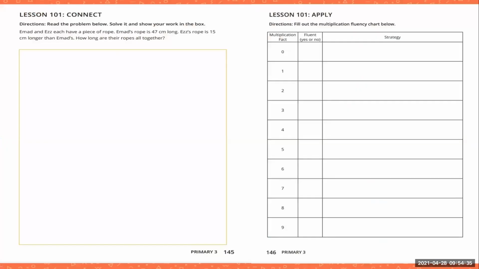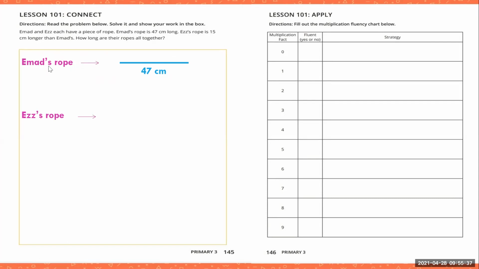Here in lesson 101, Imad and Az each have a piece of rope. Imad's rope is 47 centimeter long. And Az's rope is longer than Imad's. It's 15 centimeter longer. So Imad's rope is 47 centimeter, and Az's rope is 15 centimeter longer.